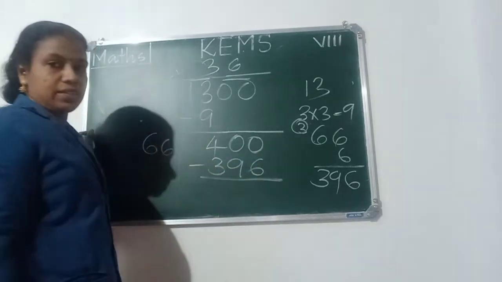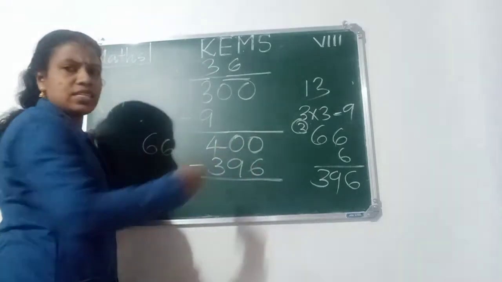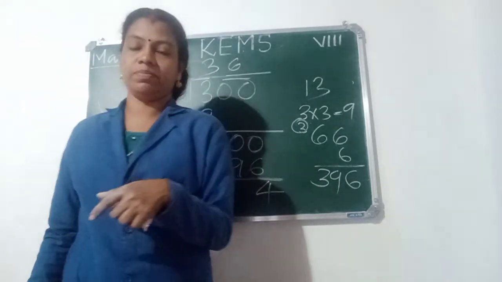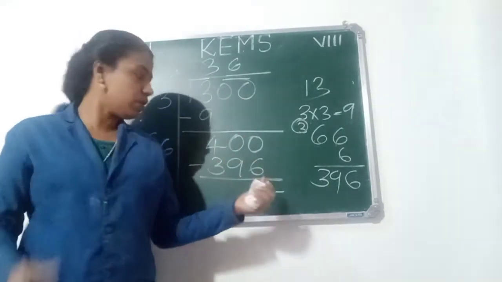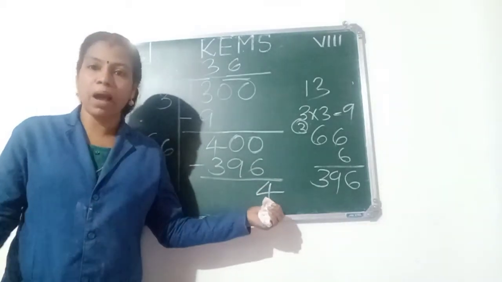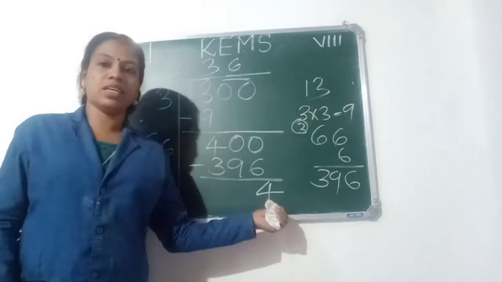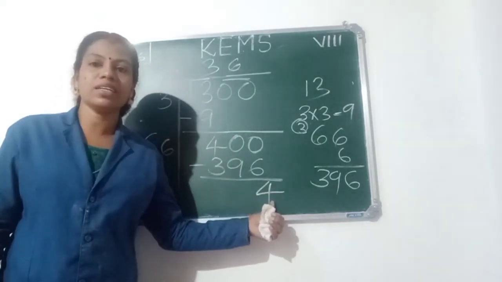Now, subtract. 400 minus 396, the remainder is 4 only. Is this a perfect square number? No, because we have a remainder of 4. If the remainder is 0, that number is a perfect square. But here, the remainder is 4.